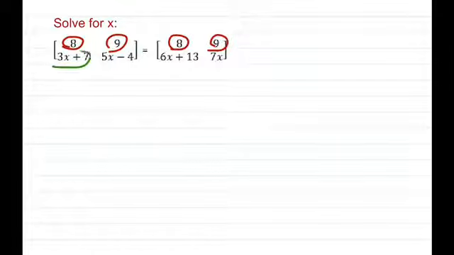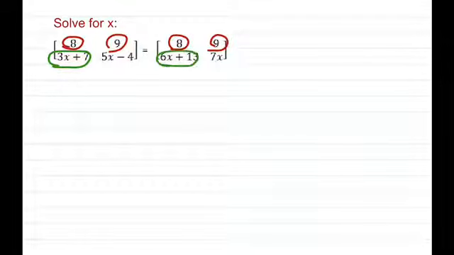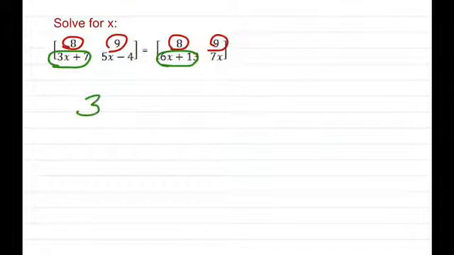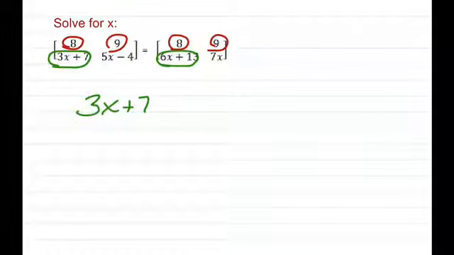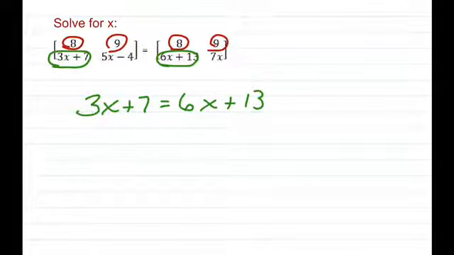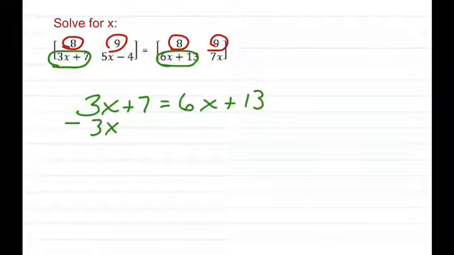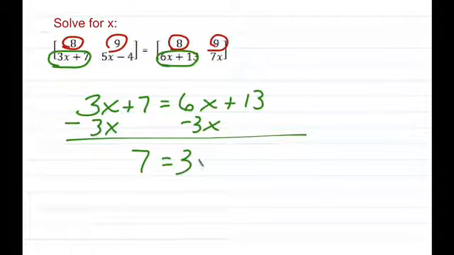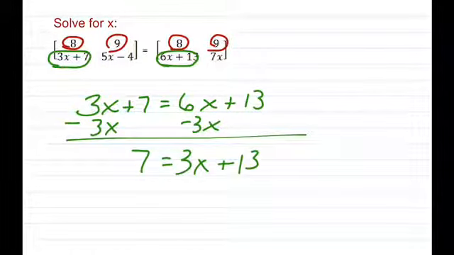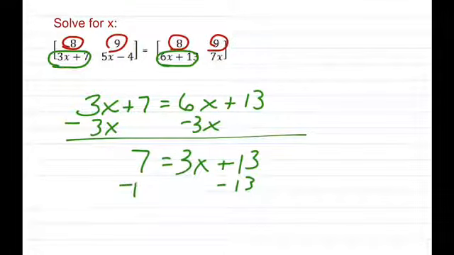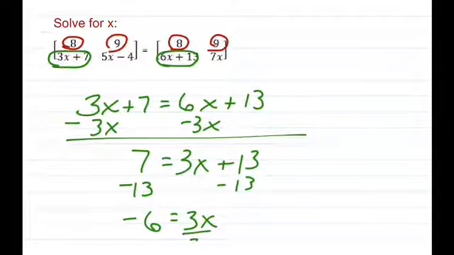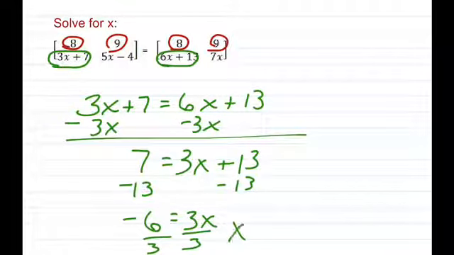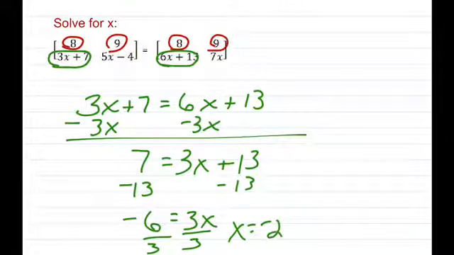If you look at the next one, 3x plus 7 equals 6x plus 13. I need to find out what x is. So I know that those two pieces are equal because they're in the corresponding positions. So let's get x together on one side. I'll subtract 3x. And I'm going to have 7 is equal to 3x plus 13. Now I'm going to subtract 13. And so negative 6 is equal to 3x. Divide by 3. And I get x is equal to negative 2.